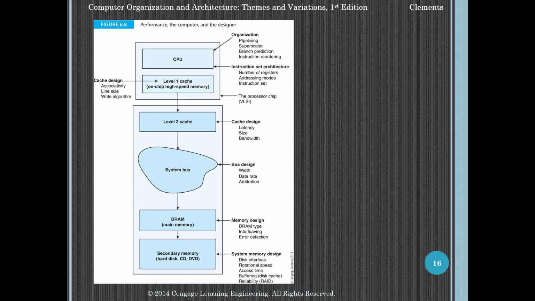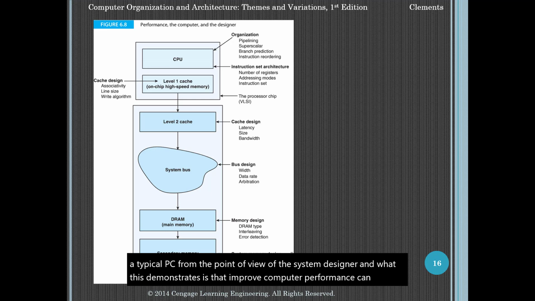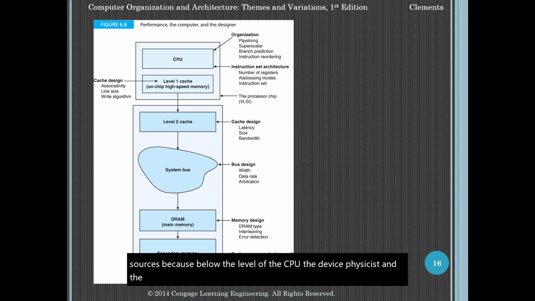So let's look at this figure here, figure 6.8, which shows the structure of a typical PC from the point of view of the systems designer. And what this demonstrates is that improved computer performance can come from many sources. And indeed, this figure only hints at some of these sources, because below the level of the CPU, the device physicist and the semiconductor engineer can create intrinsically faster devices. So, for example, the maximum clock rate could be increased by reducing the propagation delay of signals through the gates in the chip. And remember, I said today, heat dissipation is one of the principal limiting factors on computer speed.